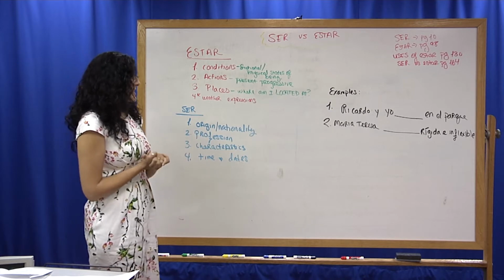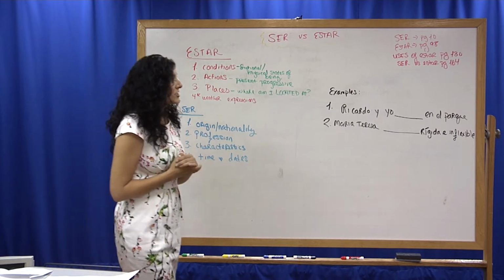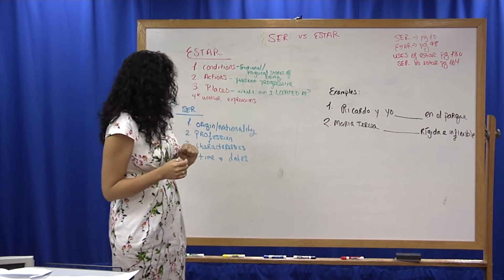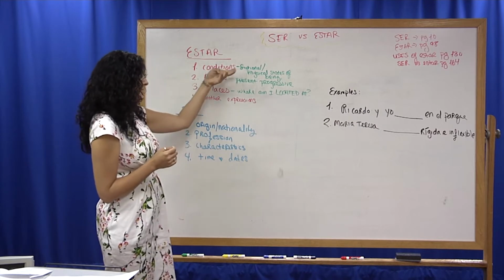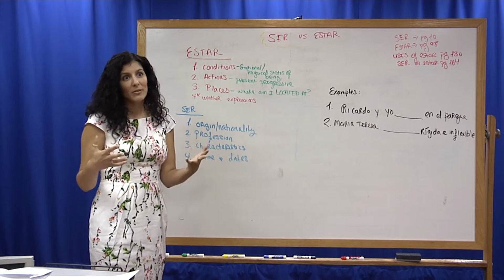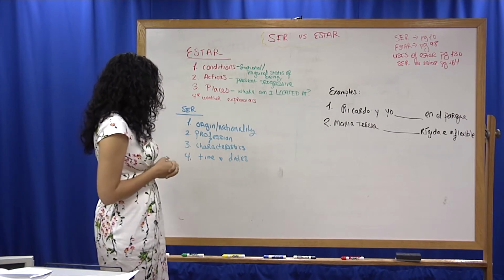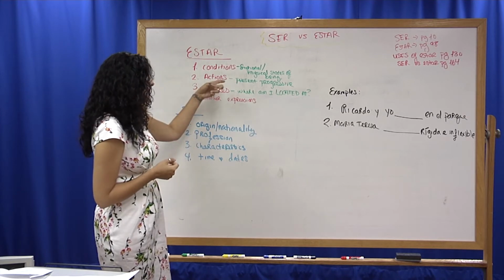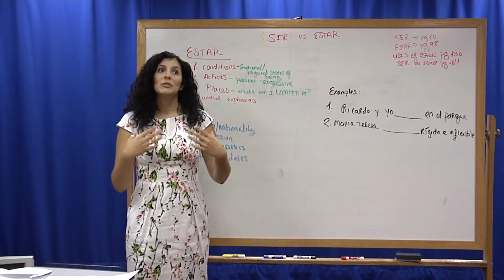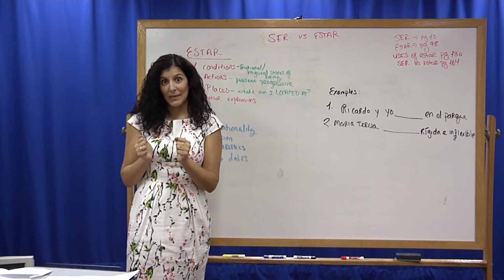Remember that estar is used for three specific instances, and these are found on page 130 in your book. It is used for conditions, that means emotional and physical states of being. I am dirty, I am clean, I am happy, I am sad. It is also used for actions, meaning that it is used for the present progressive. I am going, I am doing, I am being, actions that are happening at the time that we're speaking.